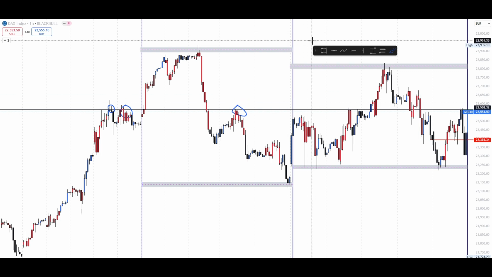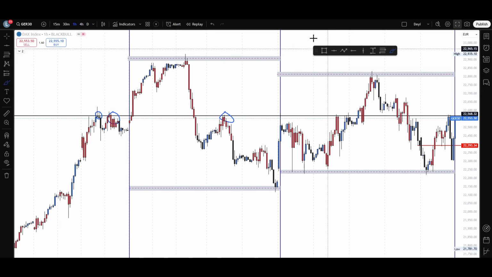to this level. And we are only entering during London session. During London session.